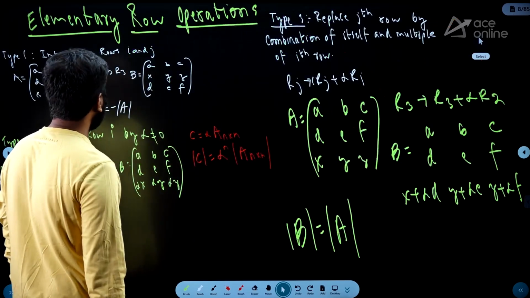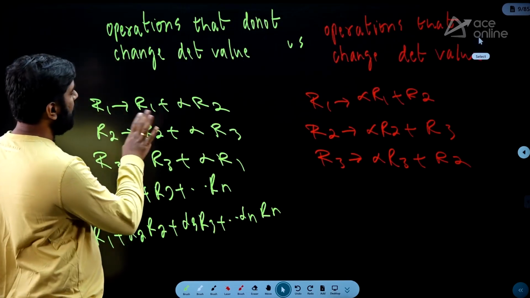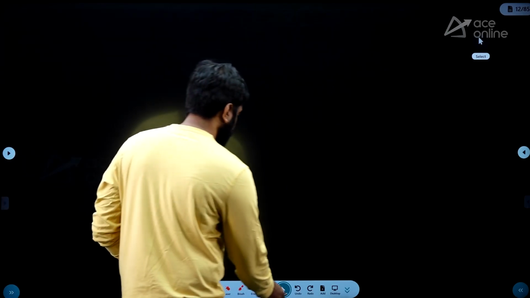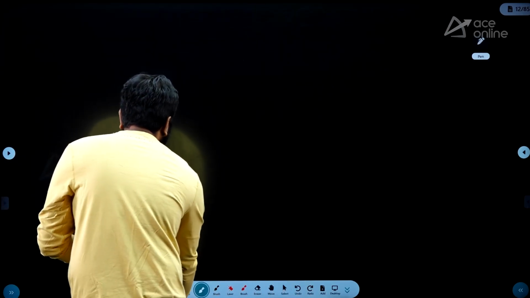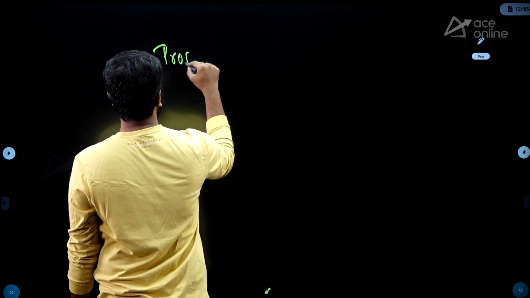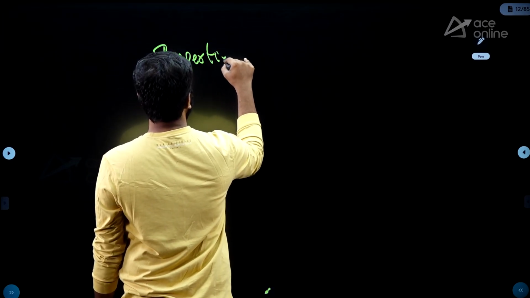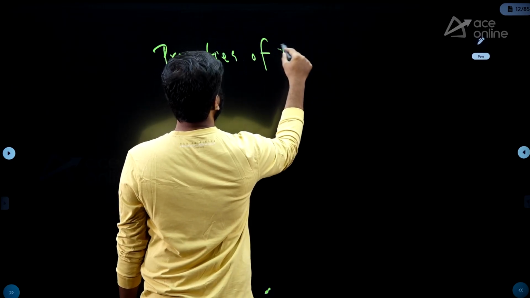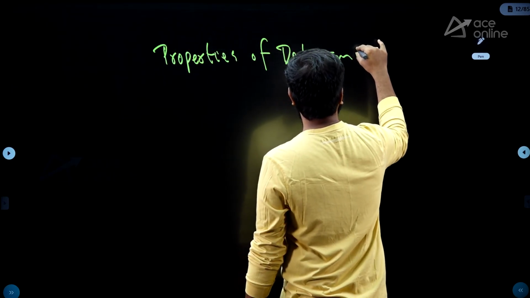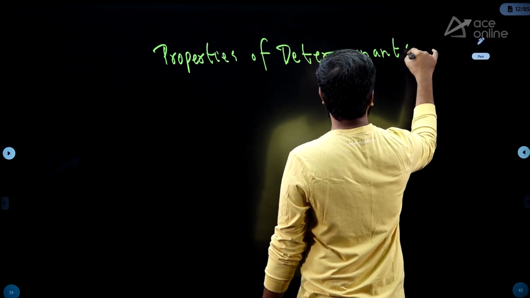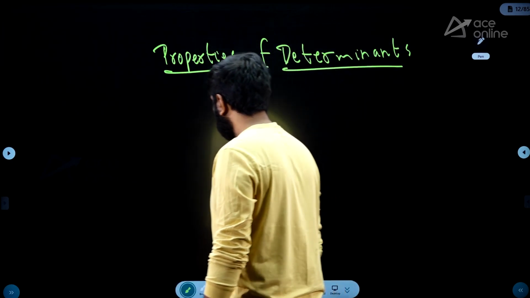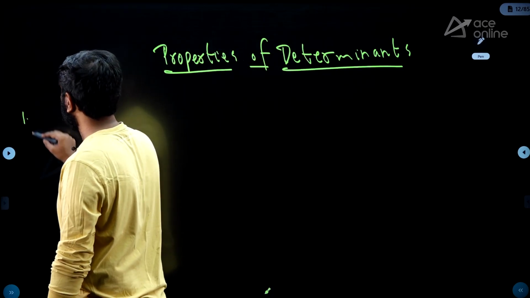So I was telling you about elementary row operations and the patterns that were given. Let's proceed. Now the properties of the determinant. I'll put all the properties at one place.